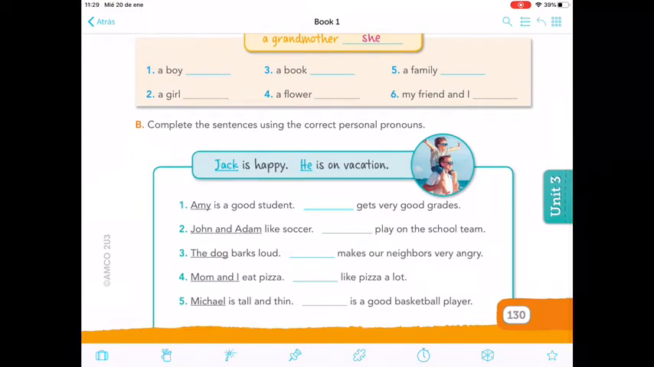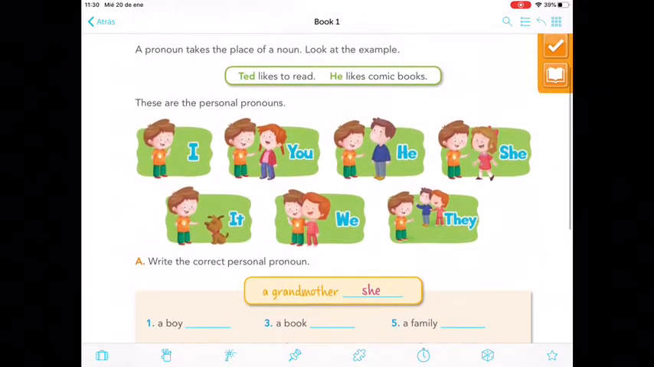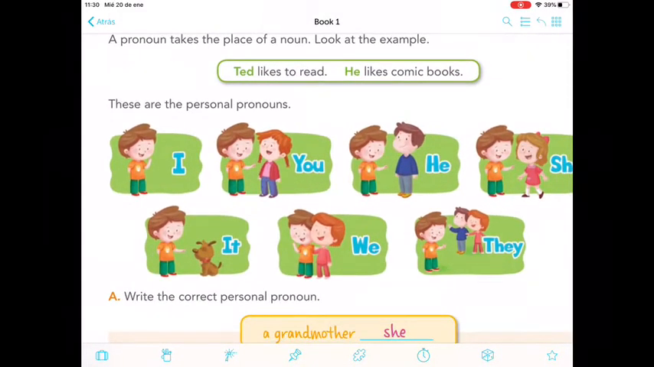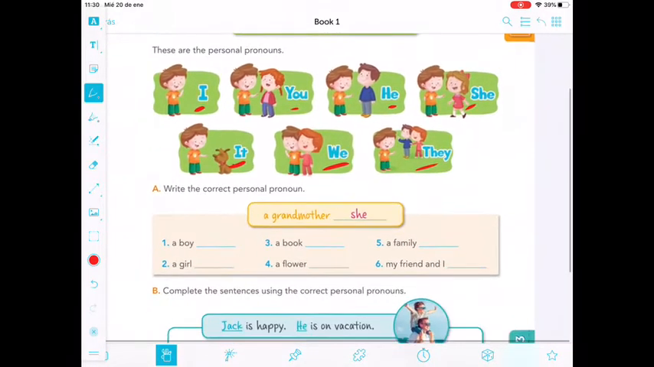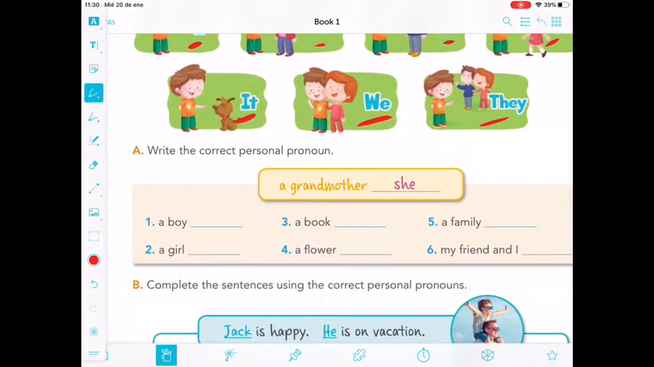Let's go with your book. Okay, open your book in the page 130. Y ahora lo que vamos a hacer es que seguimos viendo de personal pronoun. Aquí tenemos I, you, he, she, it, we, they. ¿Ok? Muy bien. Aquí abajo, en the activity 8, actividad A, dice write the correct personal pronoun. ¿A qué pronombre personal está representando cada palabra? For example, a family. A la familia en general, está hablando de they, porque son ellos, son varias personas.